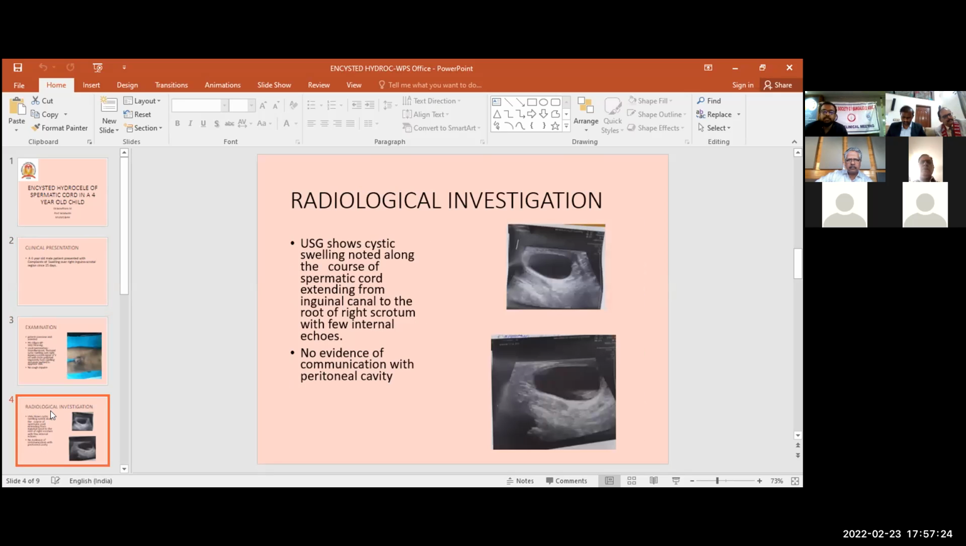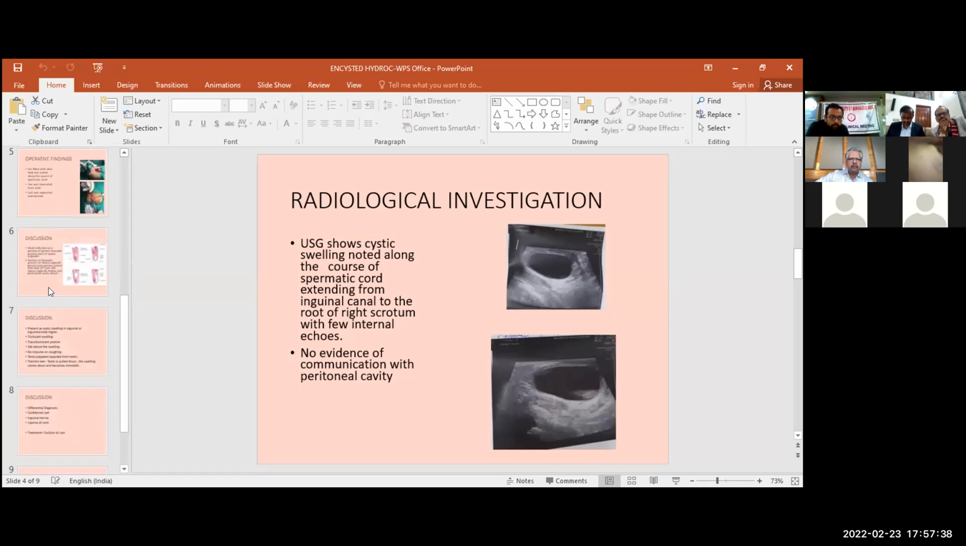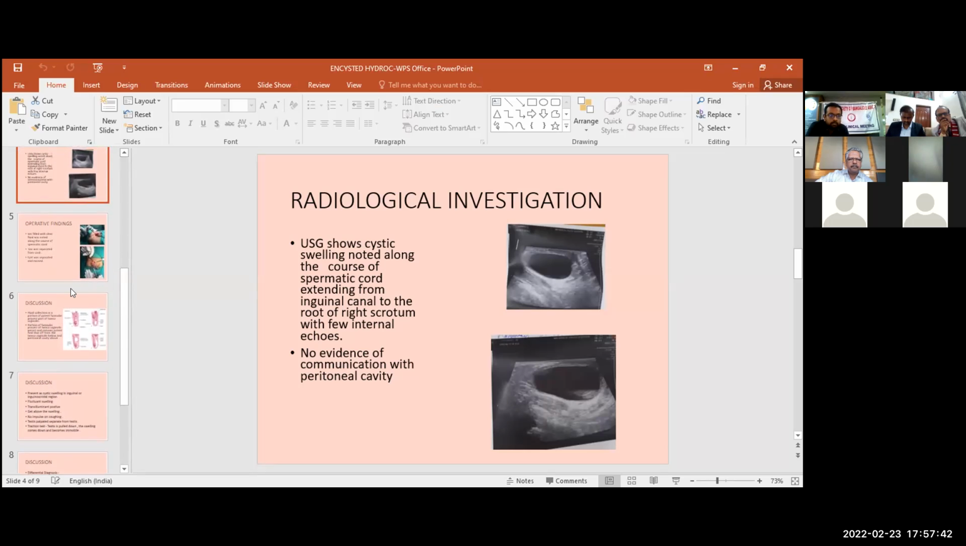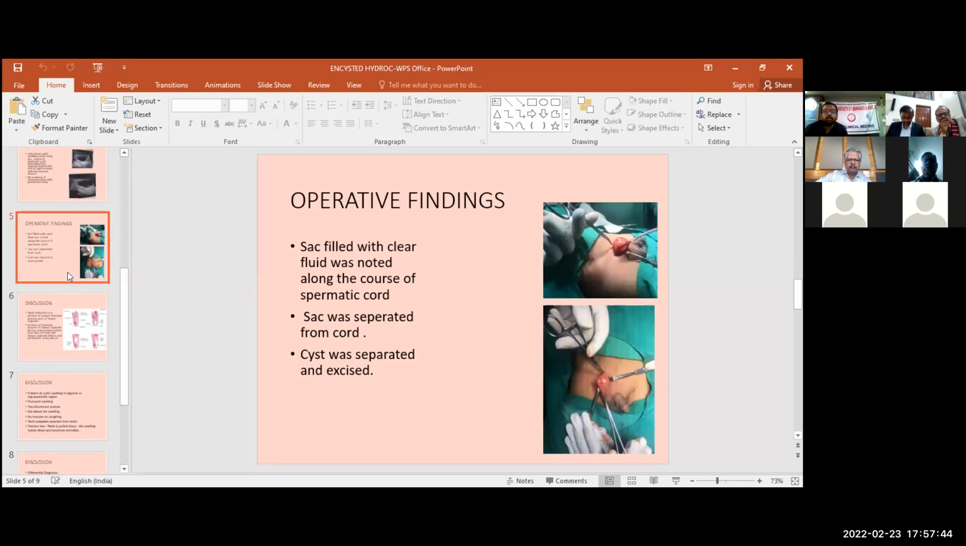Radiological investigation: USG shows cystic swelling noted along the course of the spermatic cord extending from the inguinal canal to the root of the right scrotum with few internal echoes. No evidence of communication with the peritoneal cavity. Operative findings: sac filled with clear fluid was noted along the course of the spermatic cord. Sac was separated from the cord and excised.